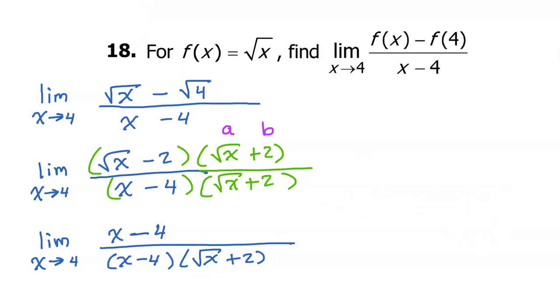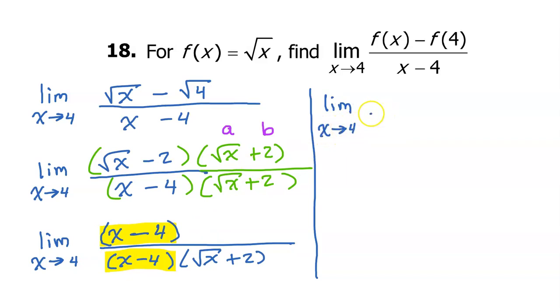All right, let's see what we have so far. You're probably noticing that we have this same factor of x minus 4 in the numerator and the denominator. This is very common, and we were hoping for something like this because we can cancel these out without changing the limit. So on the next step, we have the limit as x approaches 4 of 1 over the square root of x plus 2.